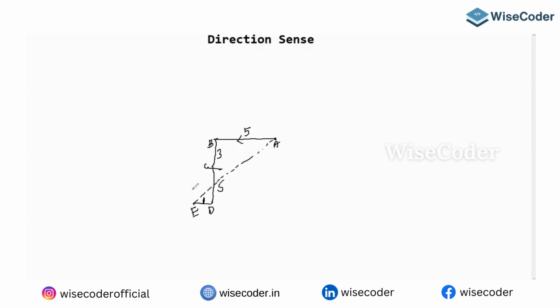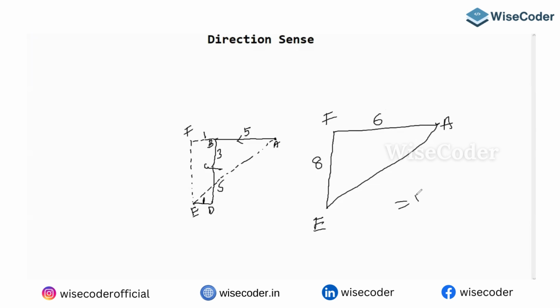If I want this direction, this is going to be a right angle triangle, yes or no? Let's say this is E, and this is F. So A, F and E. This is 5, so this will become 1, so the total will become 6. This is 5 and this is 3, so this will become 8.